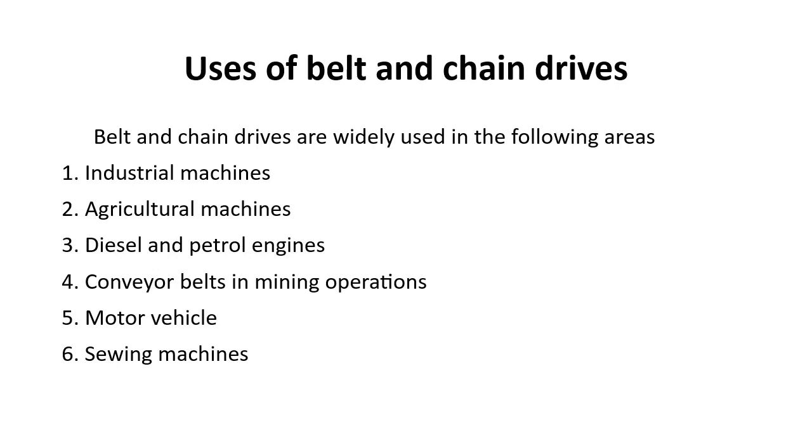Another use of belt and chain drives is in the conveyor belts in mining operations. We see that the conveyor belts help in transferring things from one source to the other, and we now see that in the manufacturing operations, most of these things are being carried out with the use of the belt and chain, the belt drive. The next one is the motor vehicle.